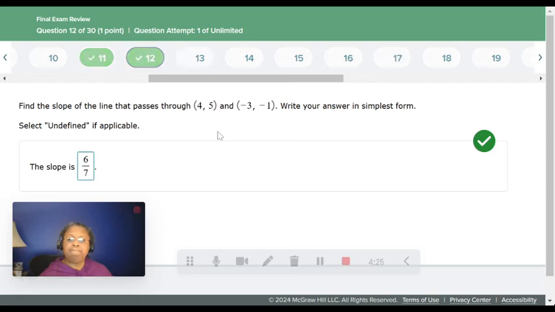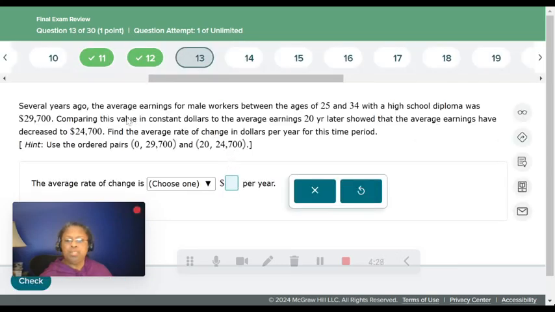Problem 13. Several years ago, the average earnings for male workers between the ages of 25 and 34 with a high school diploma was $29,700. Comparing this value in constant dollars to the average earnings 20 years later showed that the average earnings have decreased to $24,700. Find the average rate of change in dollars per year for this time period.